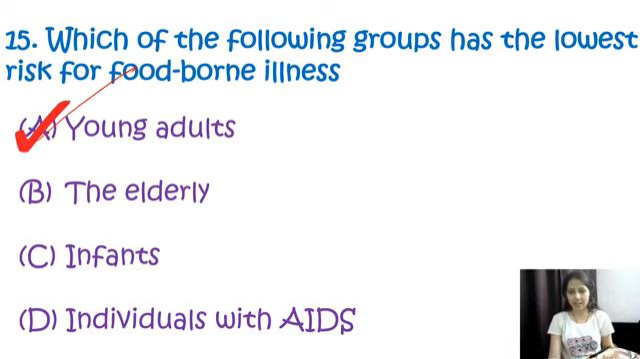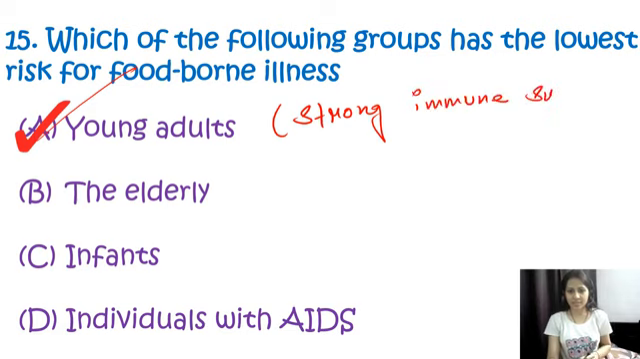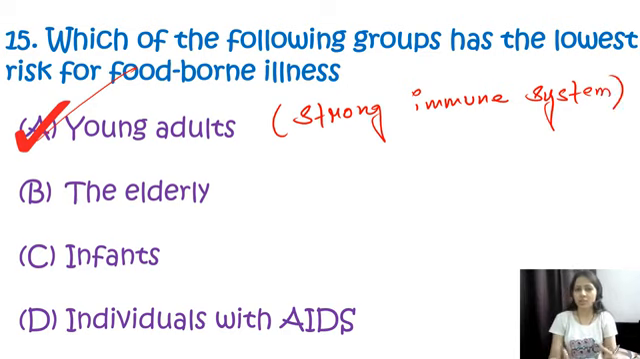Actually these young adults have a stronger immune system. Strong immune system. And that is why they experience less severe complications with foodborne illness compared to the others. So over here correct option is A.